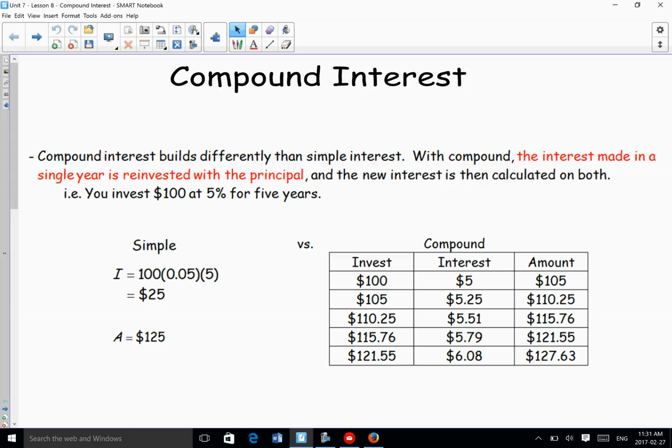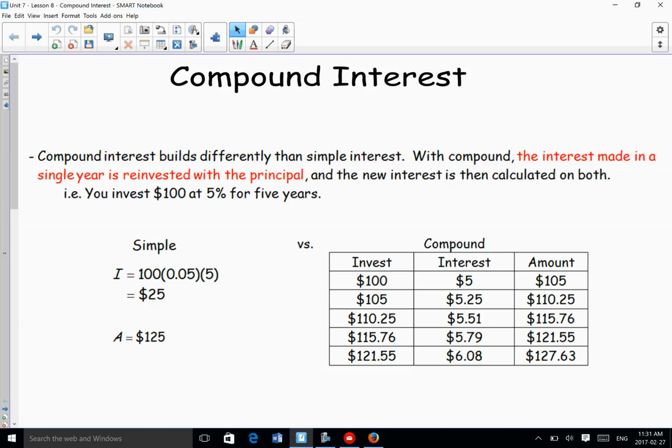Okay, this is the last lesson in this unit. We're going to look at compound interest. Compound interest is really what they use in a more practical sense in the real world. Simple interest is great. It gets us to understand what interest is all about. But in the real world, we actually use compound interest in 99% of the cases.